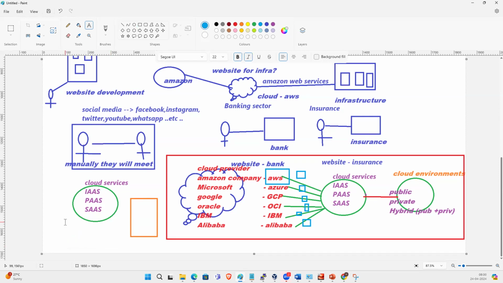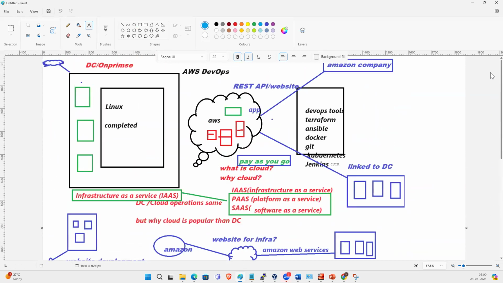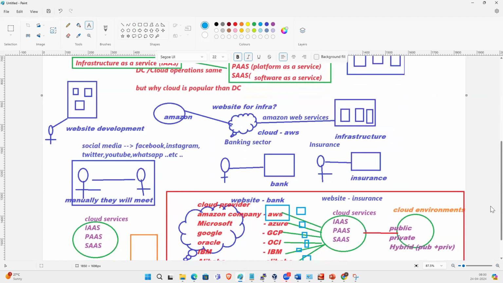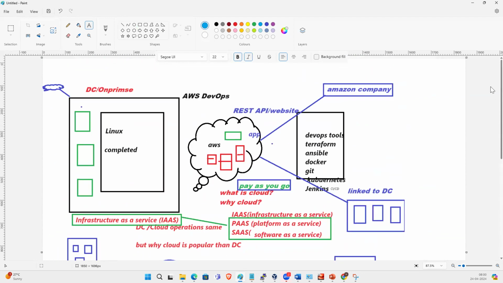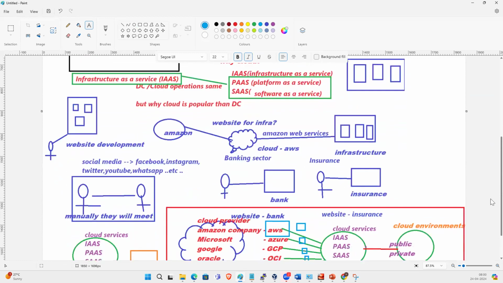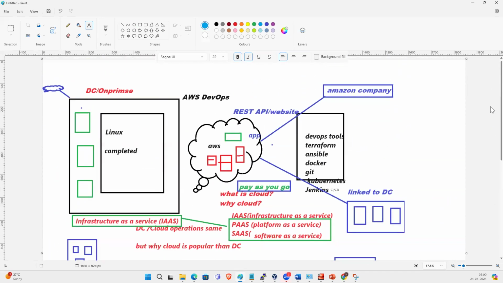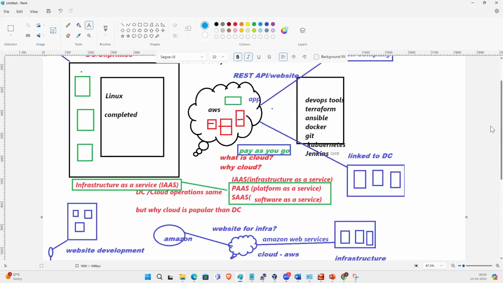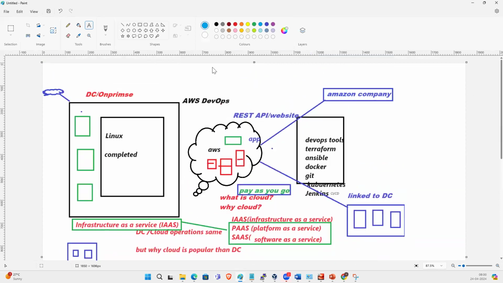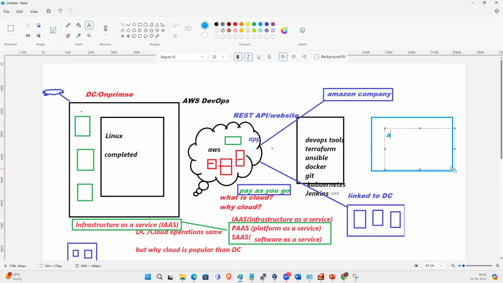Okay, guys, it's very, very easy. No need to bother about the cloud. It's very easy if you know the data center. You already know data centers; the same operations will be done in the cloud. Just like you sign up for Facebook or WhatsApp, the same way you can sign up for an AWS account. This is the website, right?